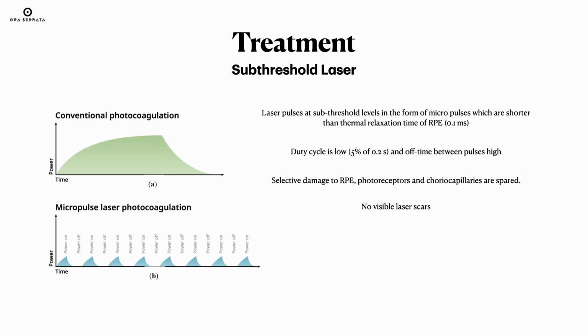So now coming to subthreshold laser. The main difference between subthreshold laser and conventional laser is that in subthreshold laser, the laser pulses are given at subthreshold levels in the form of micropulses, which are shorter than the thermal relaxation time of the RPE. Because of this, there is selective damage to the RPE and the photoreceptors and choriocapillaries are spared.